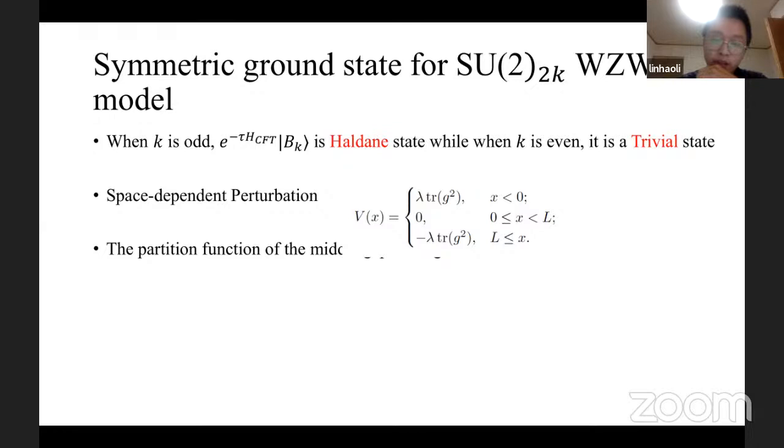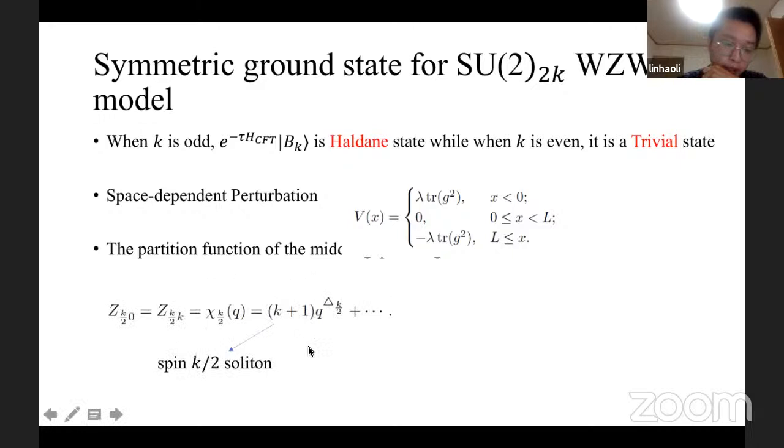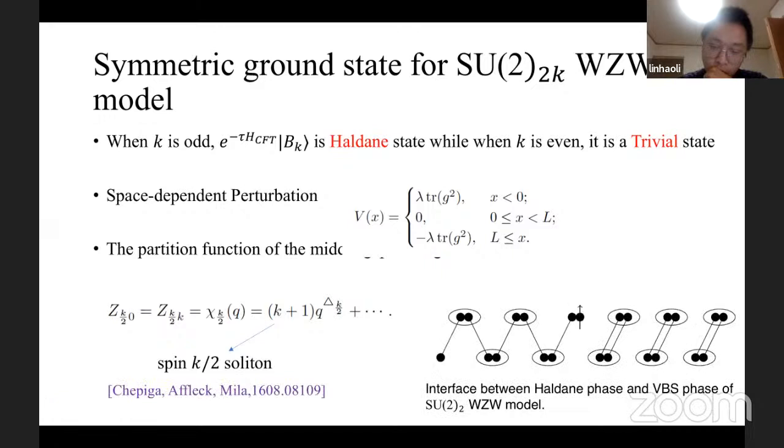Then the partition function of the middle gapless region shows that there is a spin k over 2 soliton localized on this interface. For example, if we consider k equals 1, the interface between the Haldane phase and the VBS ordered phase has a spin 1/2 soliton. Thus, we can conclude that when k is even, the soliton has an integer spin which can be gapped, while when k is odd, the soliton has a half integer spin which is gapless, protected by the spin rotation symmetry.